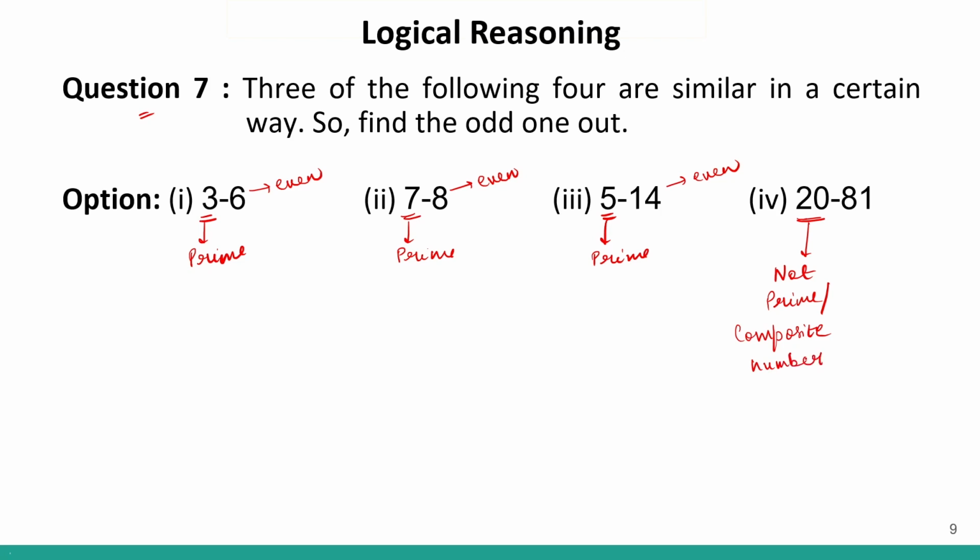Correct? It is a composite number. And if I look at 81, this is an odd number. This is not an even number. Therefore, only option 4 is different. In every other case, the first number was a prime number and the second number was an even number. But in this case, this is totally different. Therefore, our answer will be option number 4, 20 and 81. Clear?